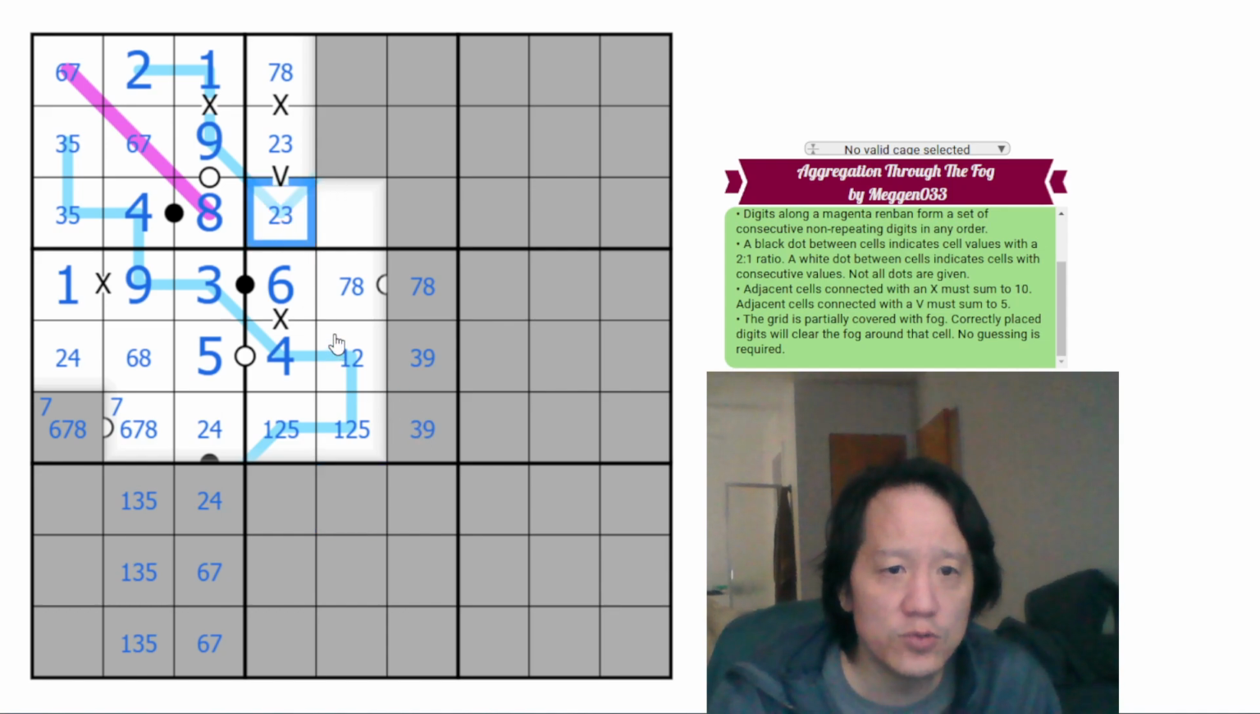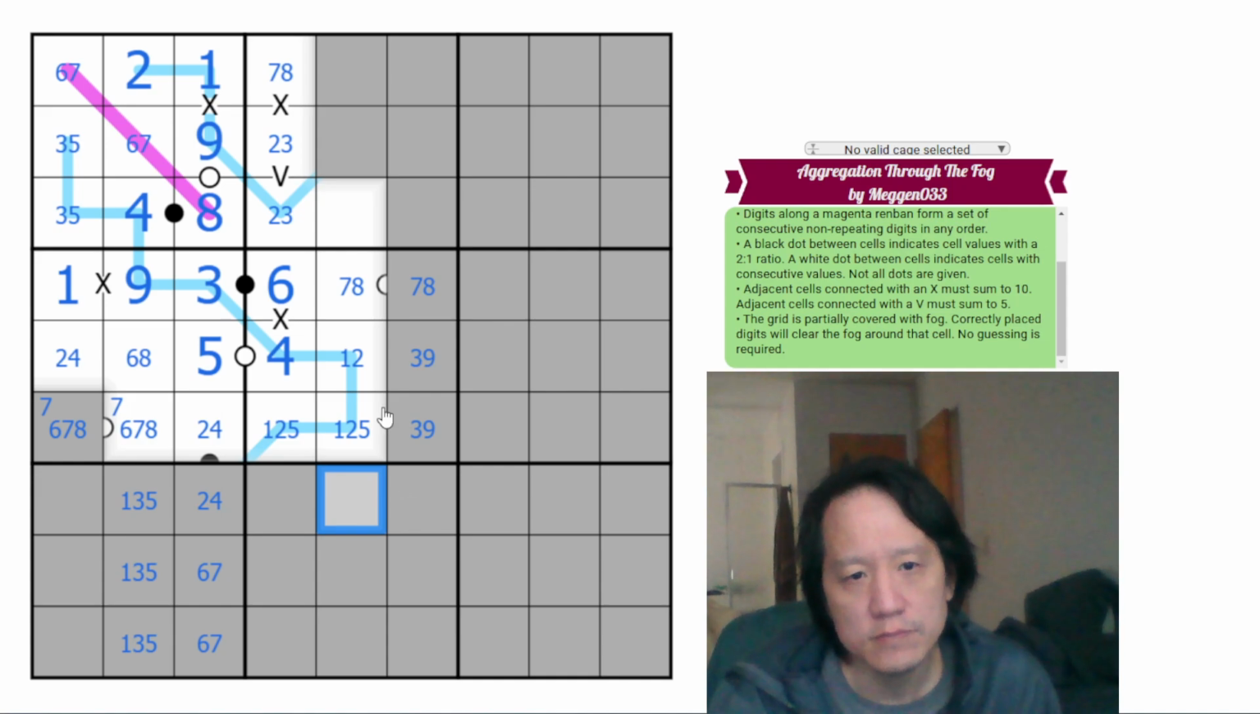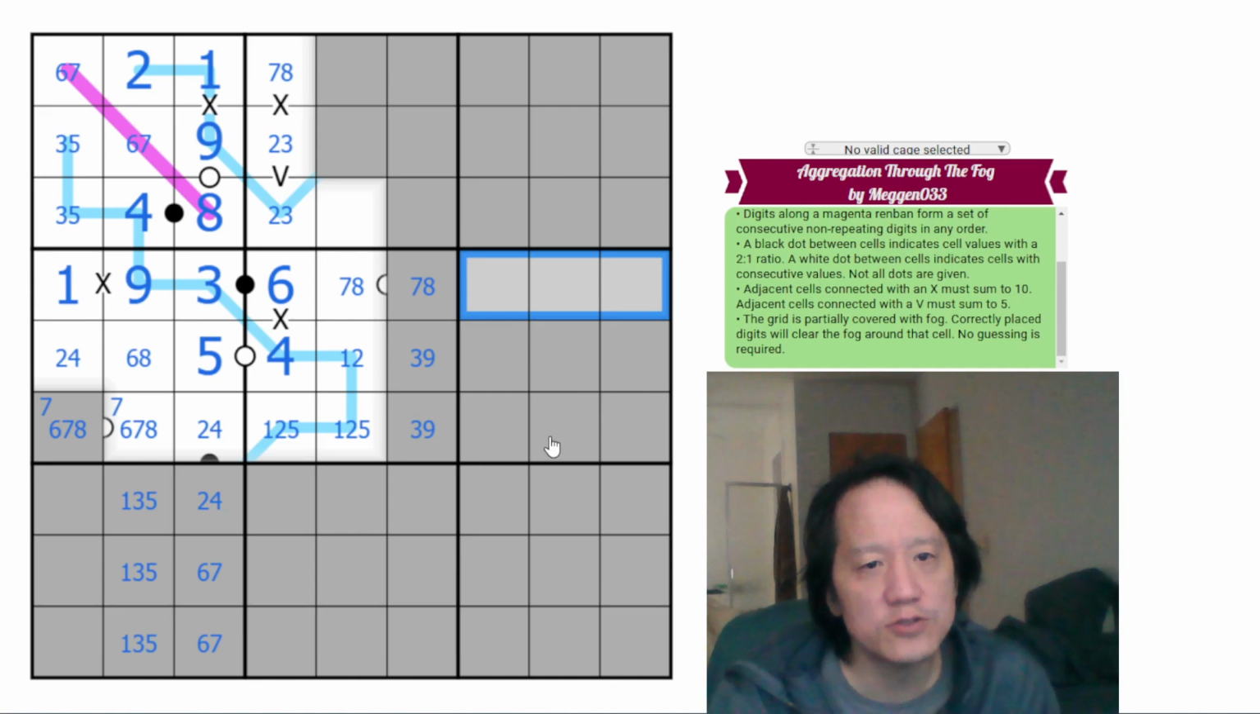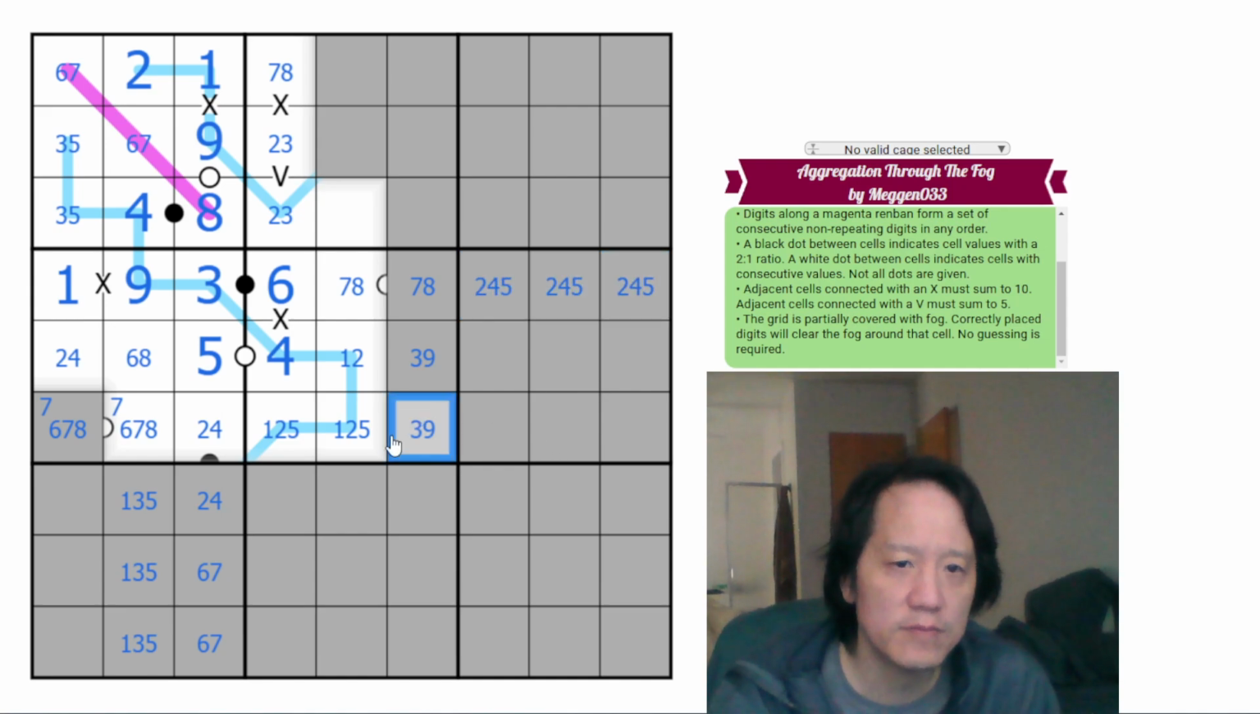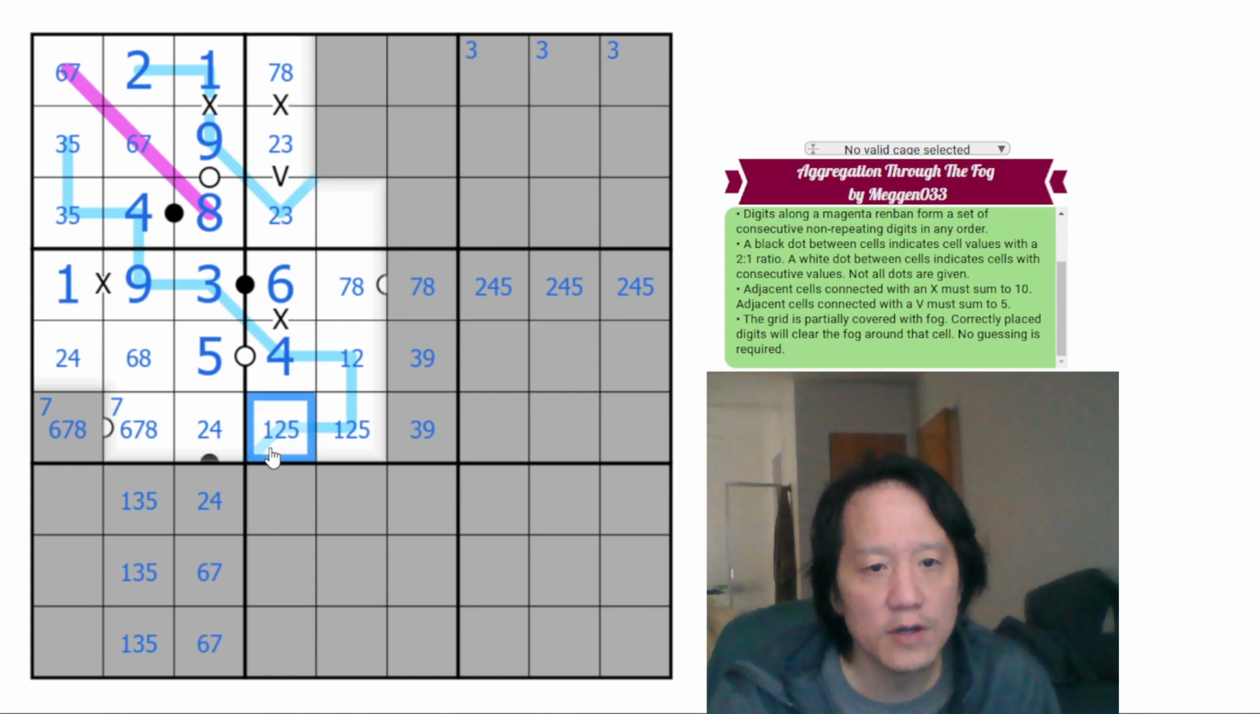This is a 2 or 3. It has to be more than 3. 5. So this has to be now 2, 4, and 5. This is 3, and this is 3. Therefore, the 3 has to be over here. This can't be 2.